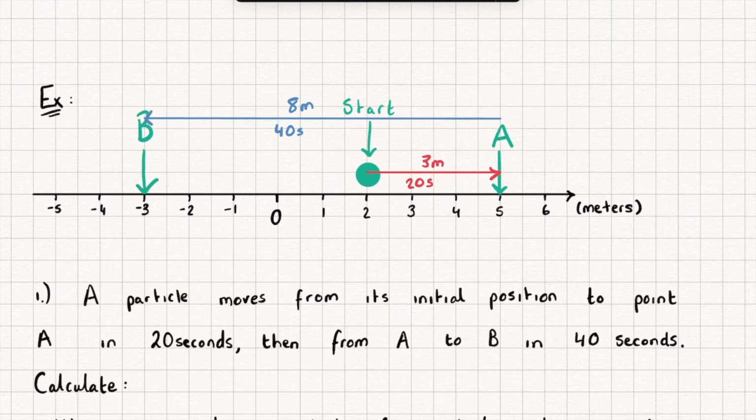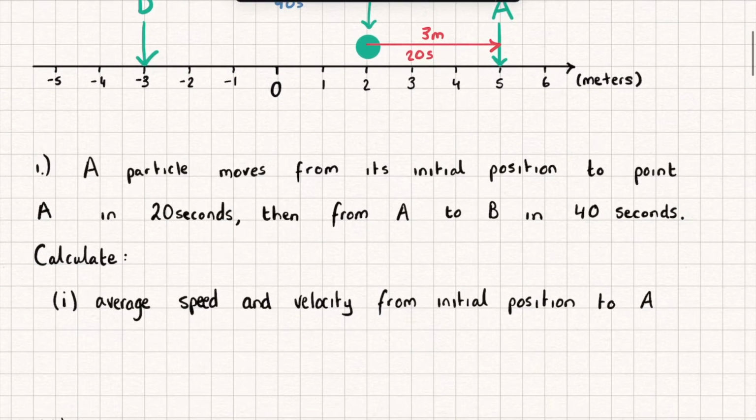To calculate the average speed of something, we look at the total distance it's travelled, and then we divide that by the time it's taken. So if we look at the journey from where it started to the point A, it's travelled a distance of 3 meters, and it did that journey in 20 seconds, and so I would calculate the average speed by doing 3 divided by 20, which gives me, as a decimal, 0.15, and that would be meters per second. So on average it's travelling 0.15 meters every second.